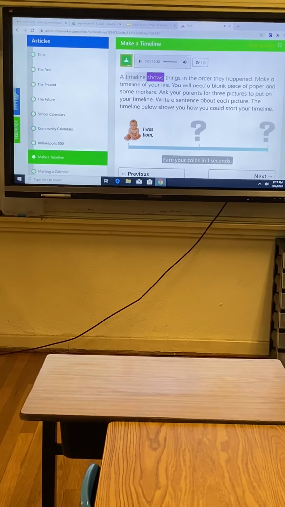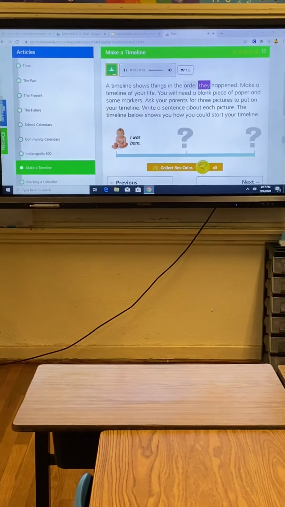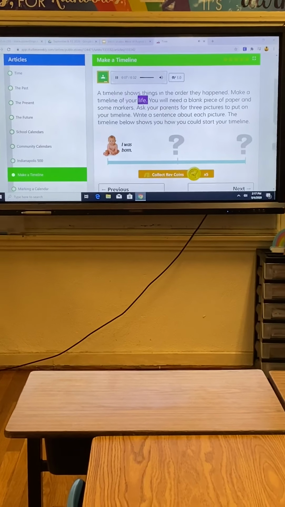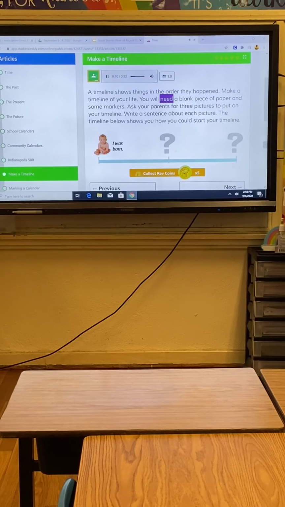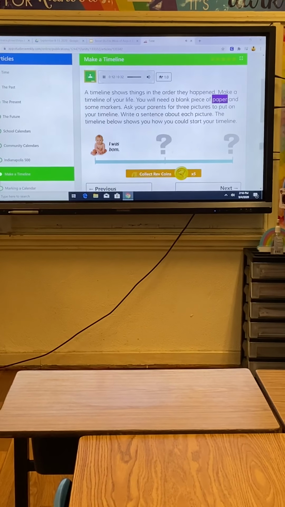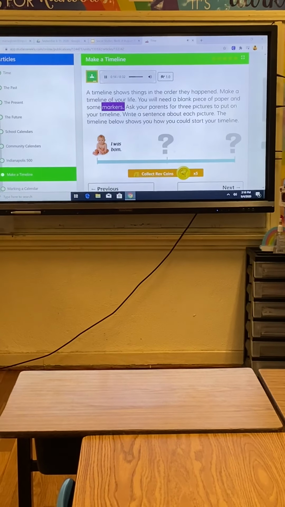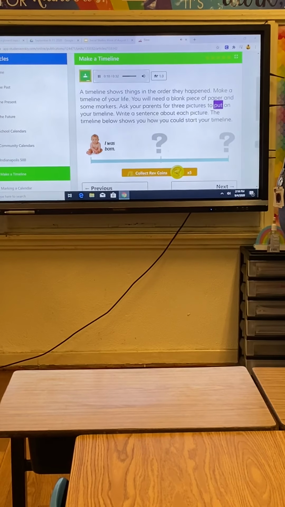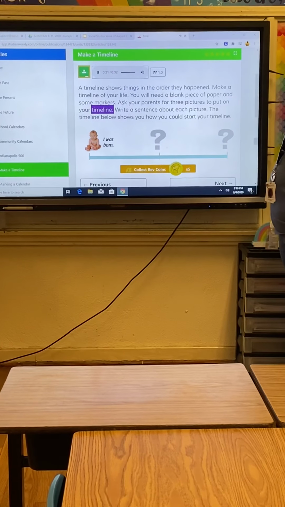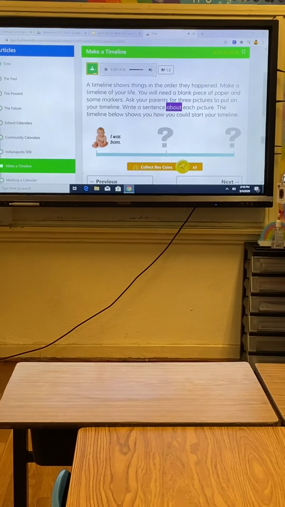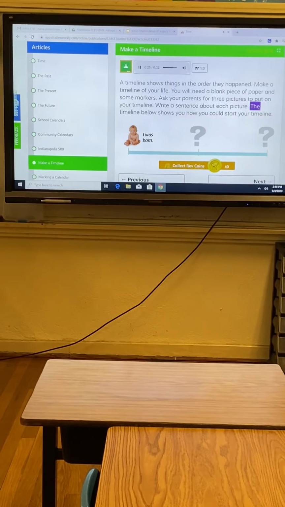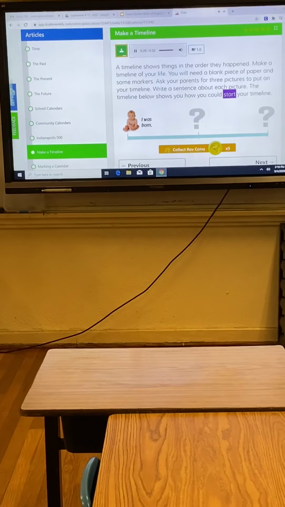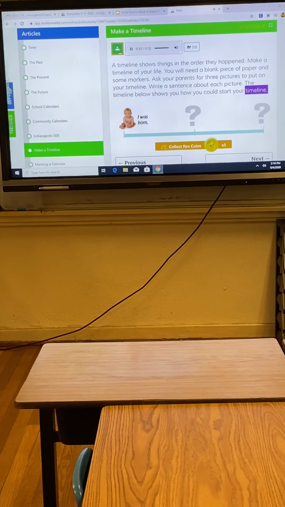A timeline shows things in the order they happened. Make a timeline of your life. You will need a blank piece of paper and some markers. Ask your parents for 3 pictures to put on your timeline. Write a sentence about each picture. The timeline below shows you how you could start your timeline.